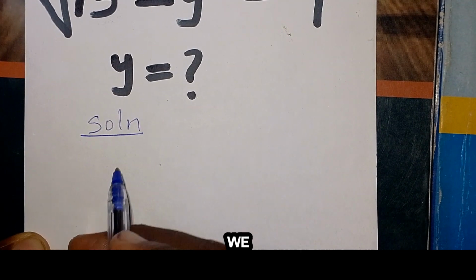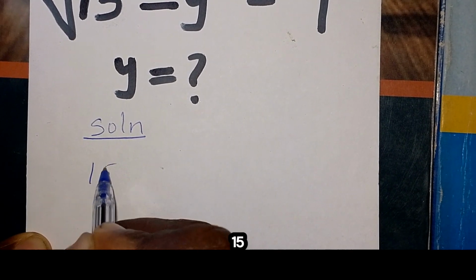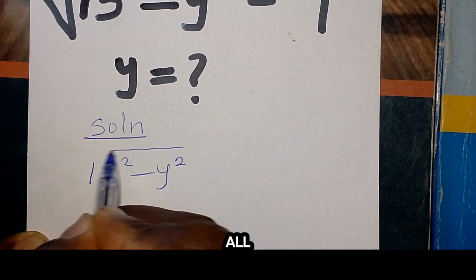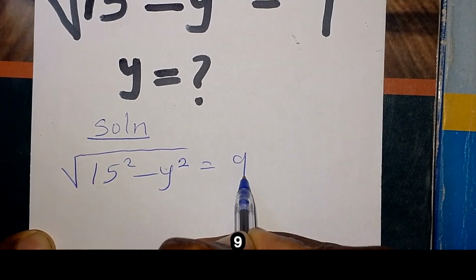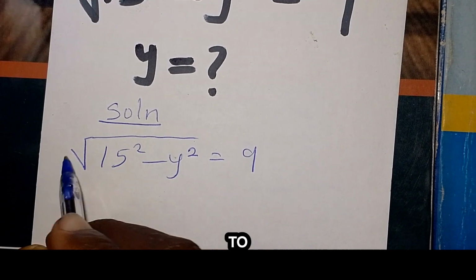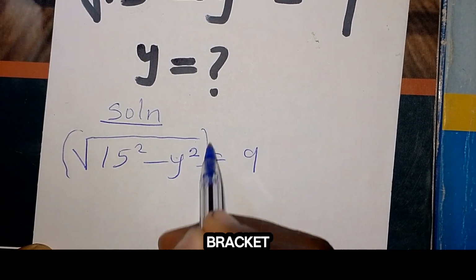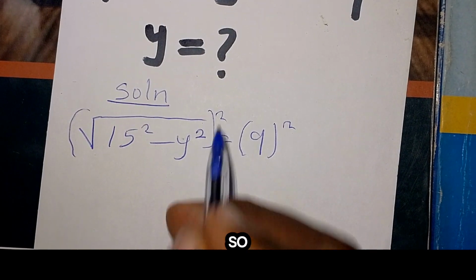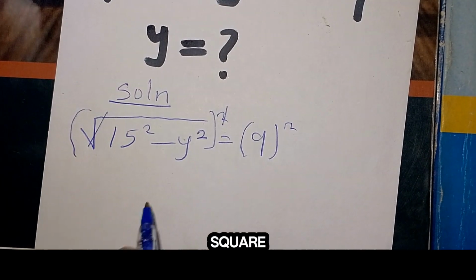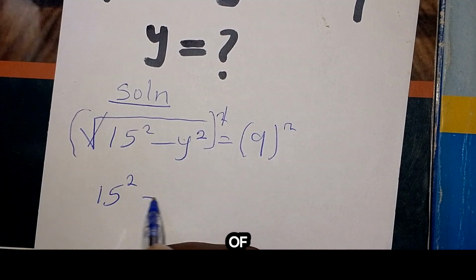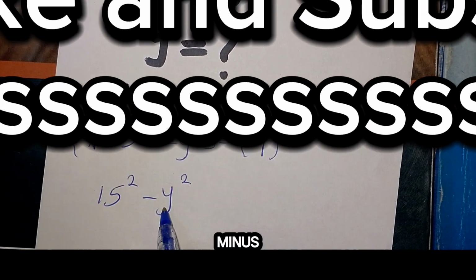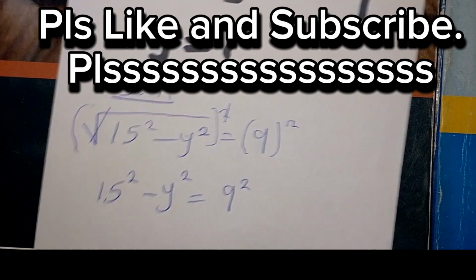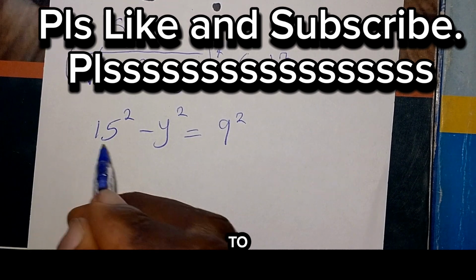So we have to square both sides. So we have (15^2 - y^2)^(1/2), all squared, equals 9. So the first thing you do is to square both sides. So you put this in bracket, raised to the power of 2, and this raised to the power of 2. So this square will cancel this square. So we have 15^2 - y^2 equals 9^2. So the next step is to simplify this.